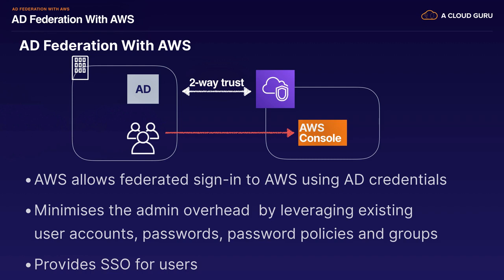So if you've got thousands of users, you're not going to want to be recreating those accounts within AWS. So using AD Federation, it minimizes the admin overhead by leveraging existing user accounts, passwords, password policies, and groups that you already have set up in your Active Directory. And for the users, it provides single sign-on as well. So it really makes the experience completely seamless.